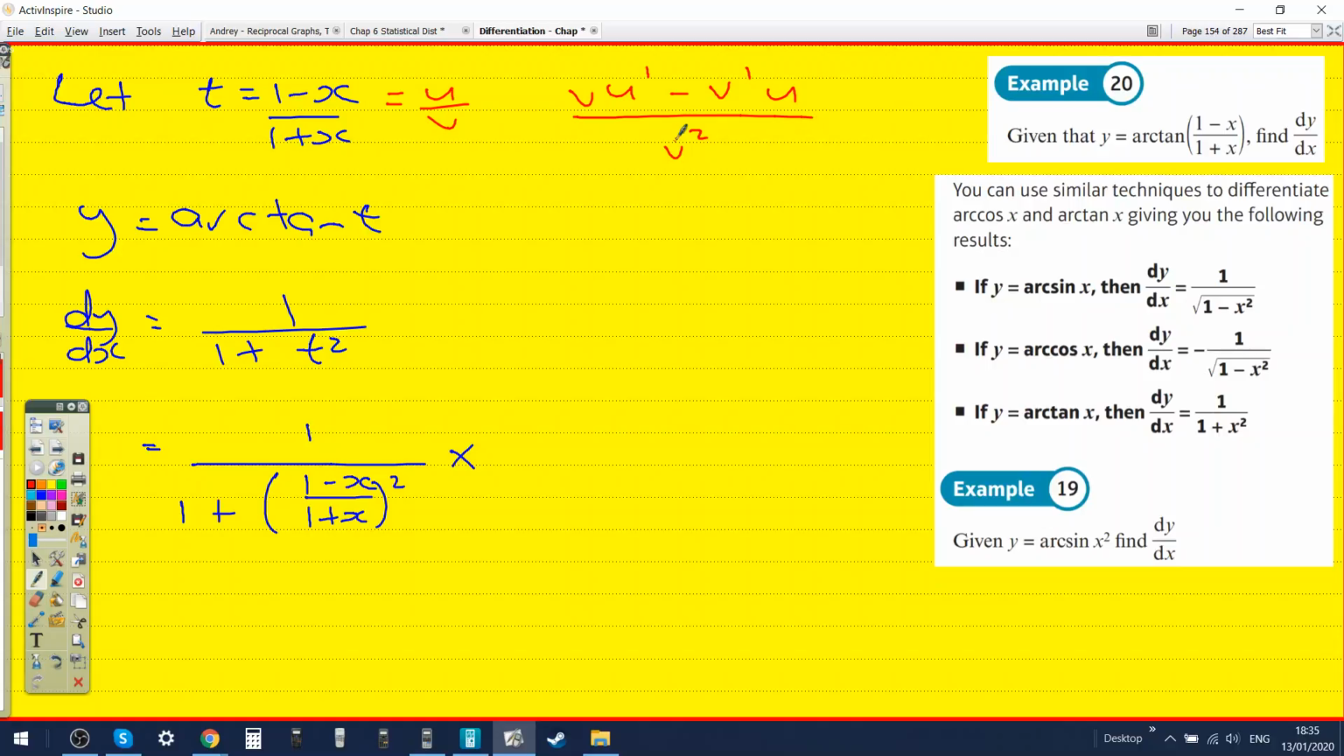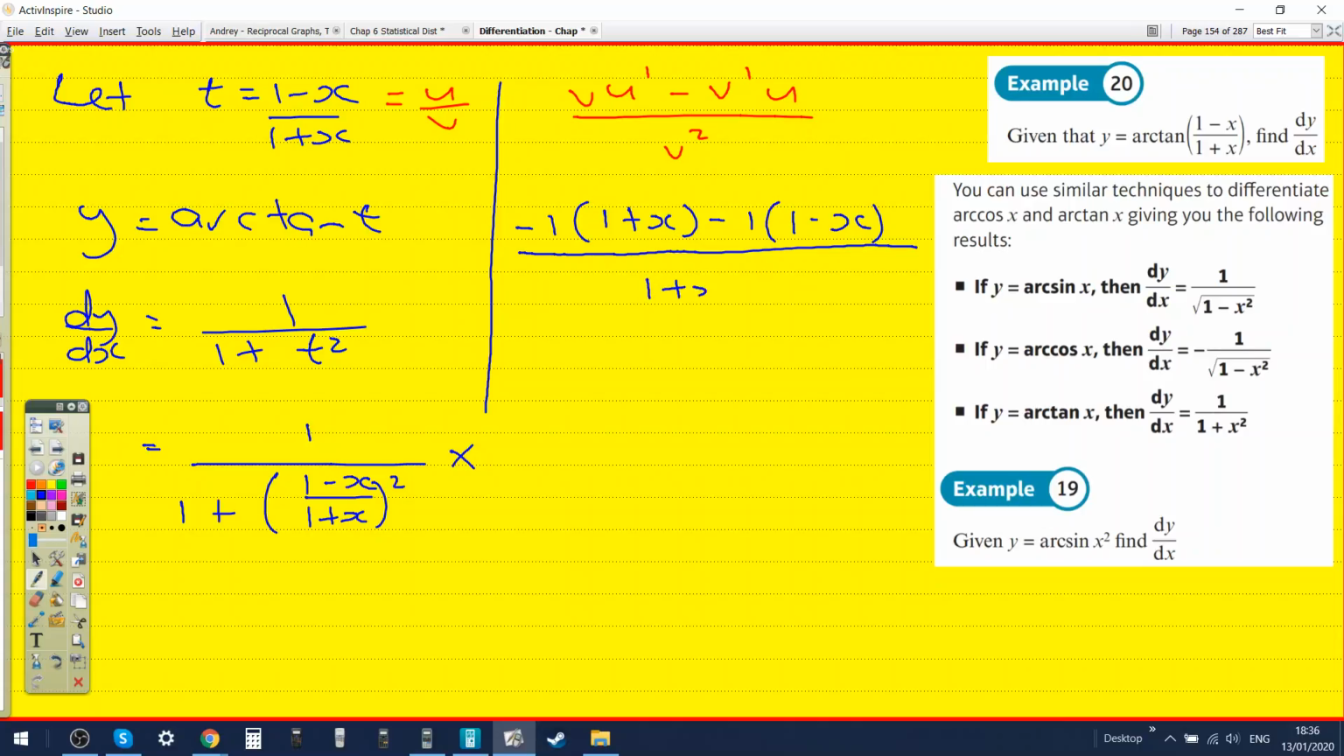which is (1 plus x) times minus 1, minus 1 times (1 minus x), all over v squared, which is x squared plus 2x plus 1. Don't expand it. Okay. (1 plus x) squared. So here we can see that there's a 1 plus x. Could we cancel that out? Just keep it simple. Expand both brackets.